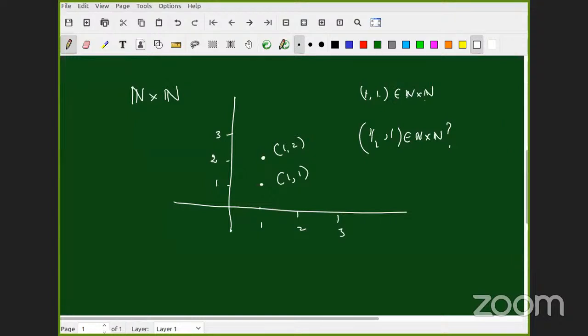Excellent. Very good. Why? Because the second coordinate belongs, but the first one does not belong. Okay, how about (1, 1/2)? Does it belong to N cross N?